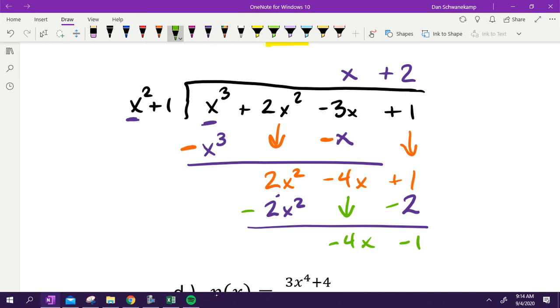X squared times what gets me negative 4x? Nothing. X squared, you can't multiply x squared by something. This has a higher degree than this. That's squared, that's x to the first power. When that happens, you're done.